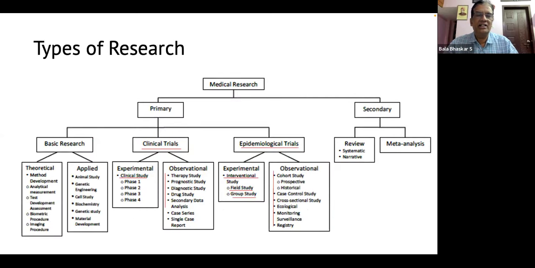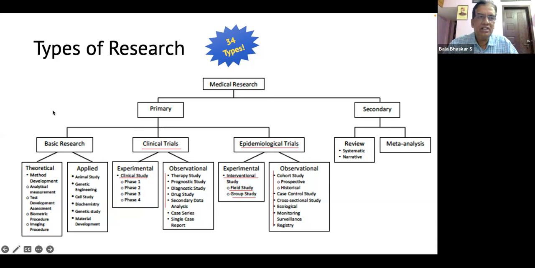So when we decide to conduct research, if you can see at this illustration, there are so many different types. At least 34 types are displayed in this illustration. So we can broadly classify them as primary research and secondary research. The primary research would start from basic research. For example, you do something on animals, you do genetic studies, right? Biochemical studies, or even material development. For example, I want to create a new endotracheal tube or supraglottic airway. I should be testing those material also.